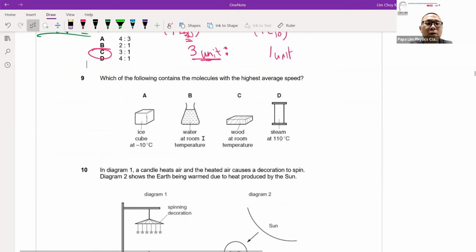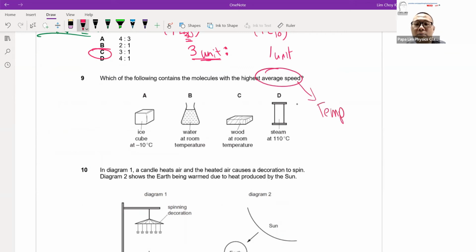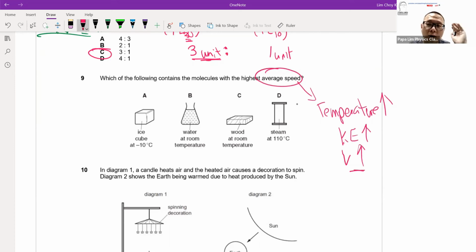Now for question 5, highest average speed. You look at thermal property; highest average speed usually involves temperature. The higher the temperature, the higher the kinetic energy, and the higher the velocity. So straight away, we look at the object with the highest temperature, and that state will definitely have the highest velocity, which is D.